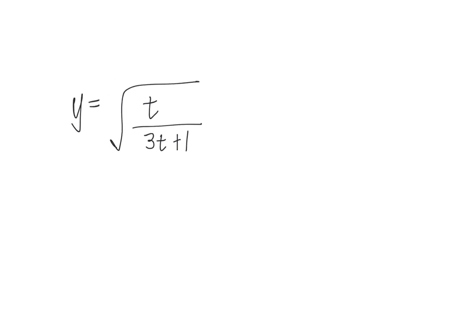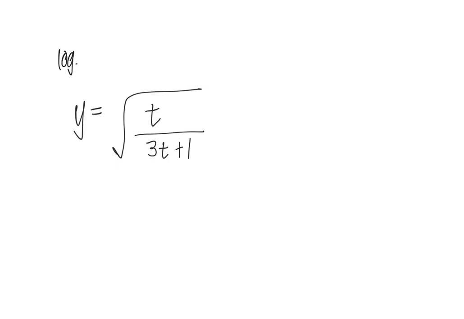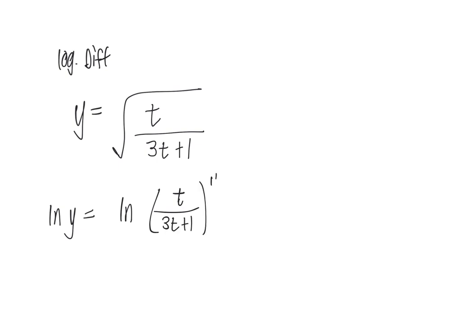Okay, so we're going to use logarithmic differentiation right here. And I'm going to take the natural log of both sides. And as I'm taking the natural log of the square root of t over 3t plus 1, I'm just going to change that into the 1/2 power.